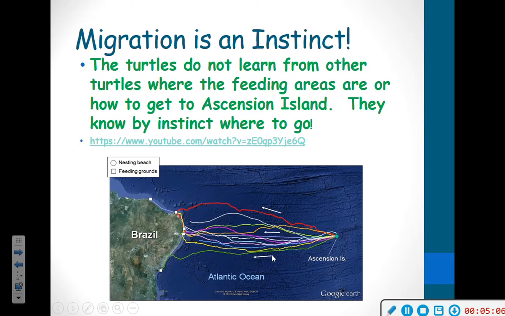And you can see this is a great illustration of it on this picture. This is the coast of Brazil, which is a country in South America where it's very warm. And you can see how they travel, right? And here is Ascension Island, way out here. You can see these are different routes that the turtles take to come back to the feeding grounds, but they all come back to the coast of Brazil. They just instinctively know to go back.